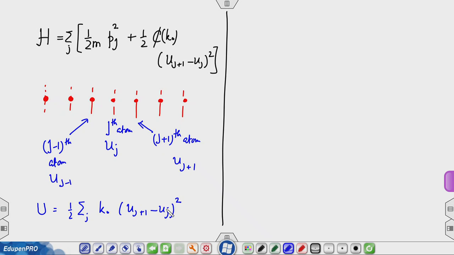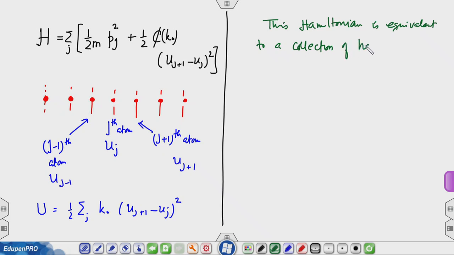So, now we want to write it in quantum mechanical form. What we want to show is this Hamiltonian is equivalent to a collection of harmonic oscillators.